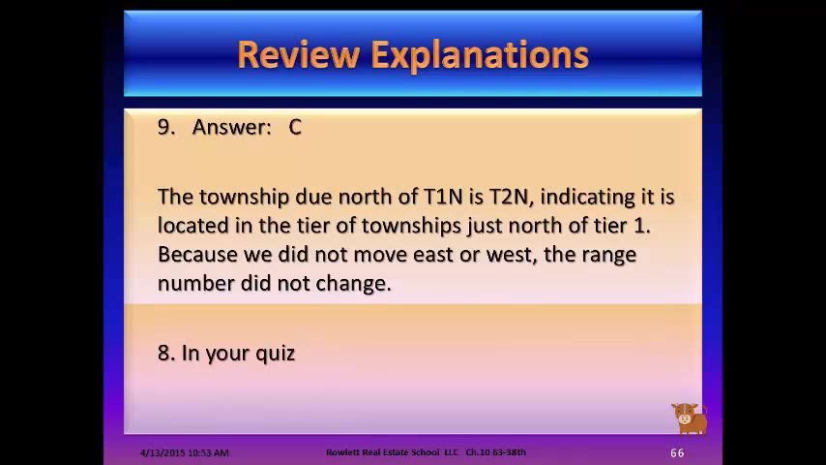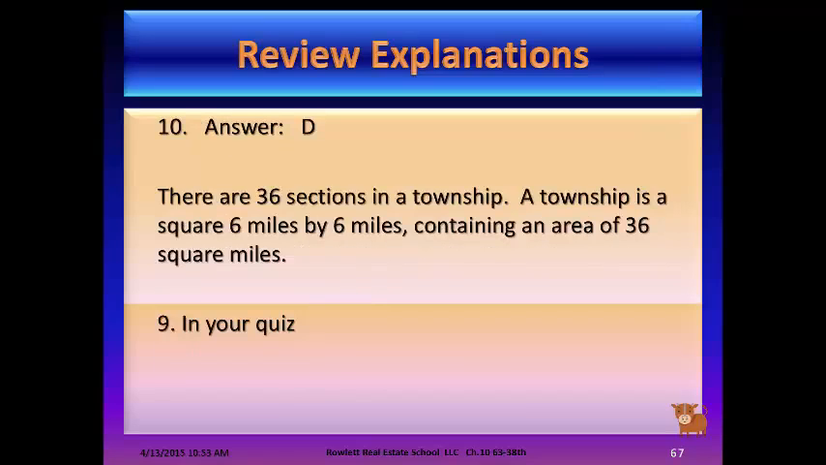Nine, or your 8, was C as in Charlie. The township due north of T1N is T2N, indicating it is located in the tier of townships just north of Tier 1. Because we did not move east or west, the range number did not change. Number 10, or your 9, was D as in Delta. There are 36 sections in a township. A township is a square 6 miles by 6 miles, containing an area of 36 square miles.